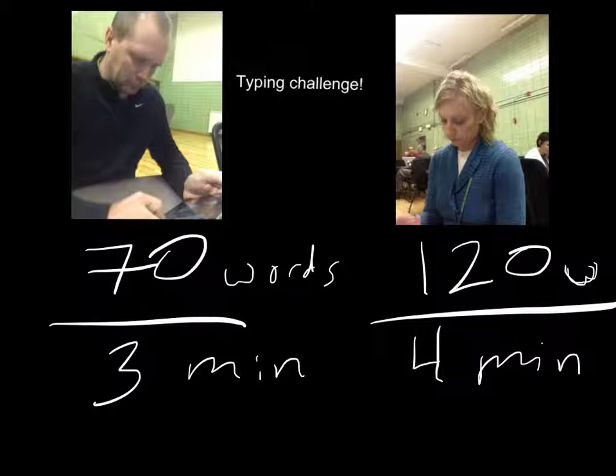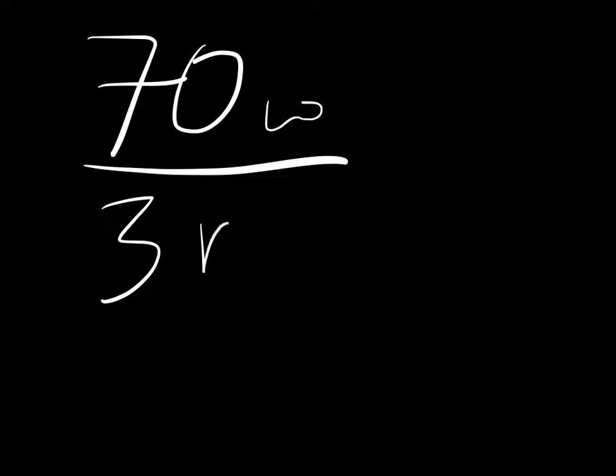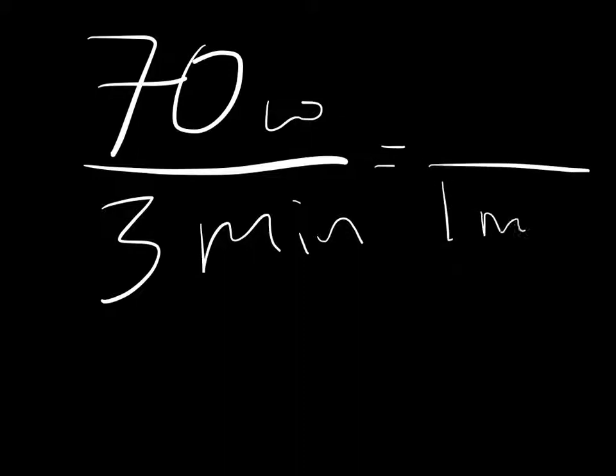We're looking at Mr. Johnson. He has 70 words in 3 minutes. And Miss Pop has 120 words in 4 minutes. So ideally what we'd like to do is figure out how many words Johnson can type in 1 minute. Then we can do the exact same thing with Miss Pop. We can compare how many words they're doing in 1 minute, and then we can see exactly who's the fastest person.